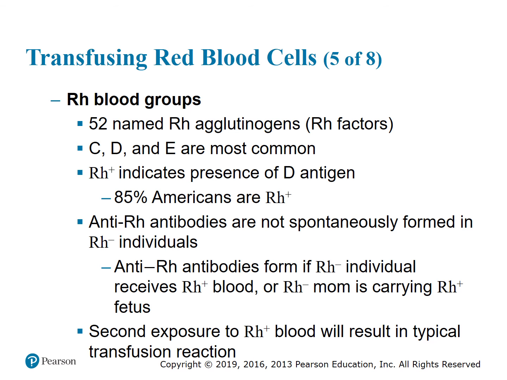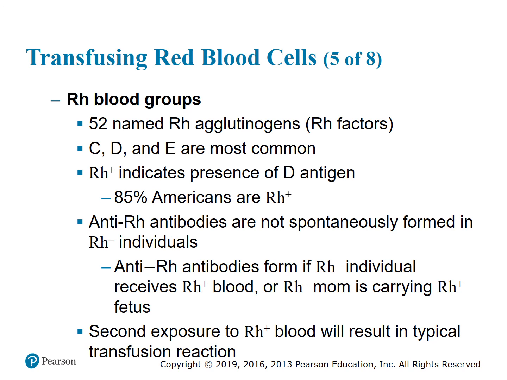The other blood group is called the Rh blood groups. There are 52 named Rh agglutinogens, or R factors, and C, D, and E are the most common. Rh positive means that the D antigen is present. 85% of North Americans are Rh positive. Anti-Rh antibodies are not spontaneously formed in Rh negative individuals.